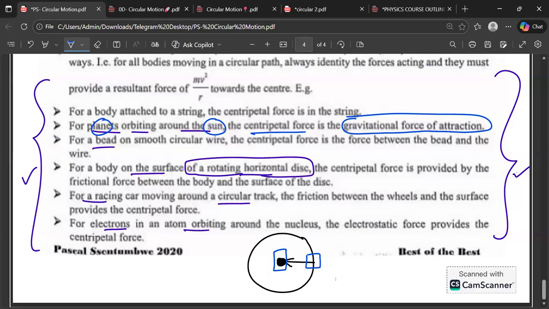Most especially for cars moving around a roundabout, it is always the friction. As a drift is being done, that is rotating, you always realize friction in play. So it's that friction that provides the centripetal force needed to keep that body in motion. Hope you people have heard of drifts before.